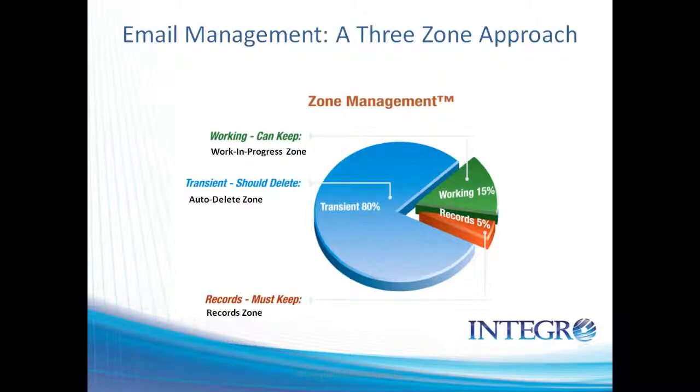The third zone is the records zone. Records are emails that need to be preserved for regulatory, compliance, and business policy reasons. Emails placed within this zone are assigned to a record category and retained according to the corporate retention schedule. Now, let's take a look at the changes you'll see in your Outlook Mail client.